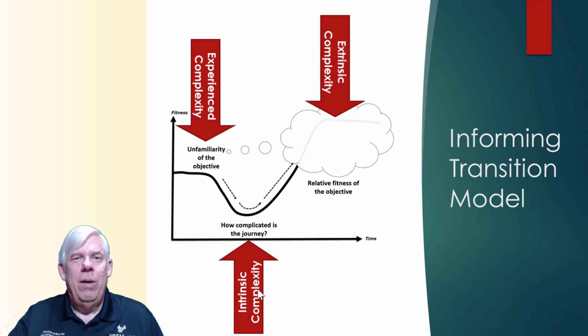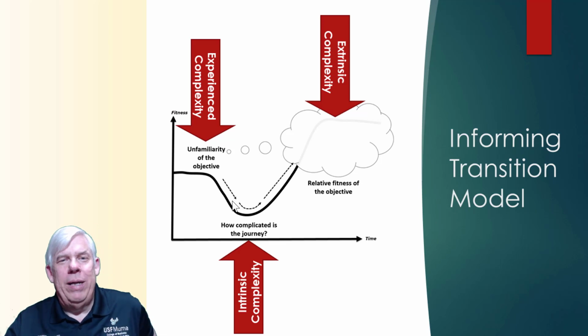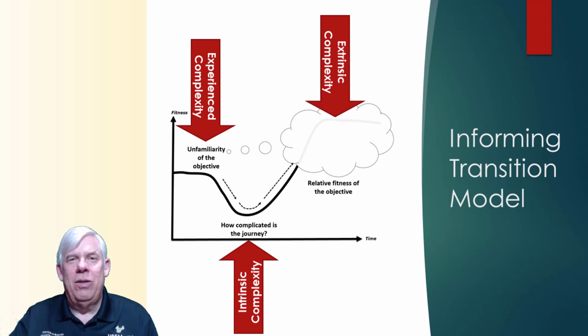Finally, we have to identify the specific path that we're going to take to move between our existing peak and our future peak as quickly as possible, because remember, between any two peaks you've got a valley, and you want to get through that valley as quickly as possible. And that essentially involves mapping out a path, which is an example of intrinsic complexity.